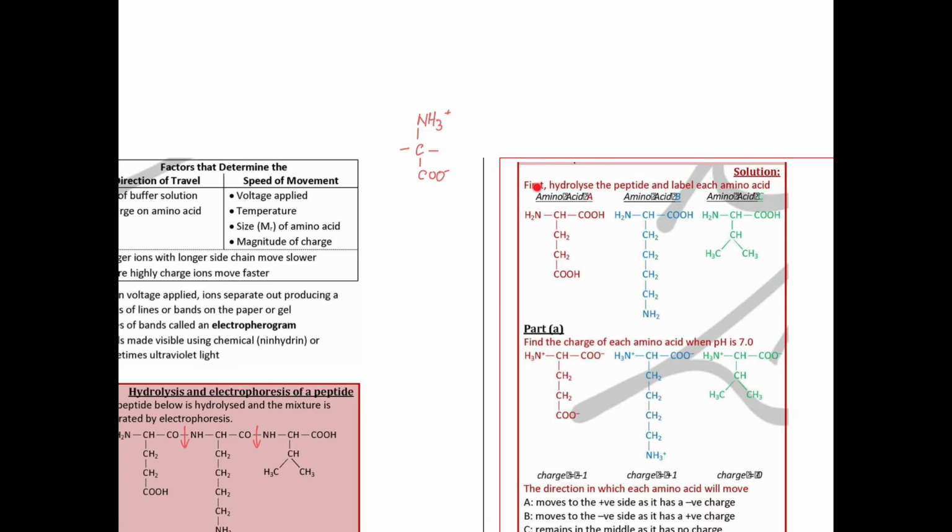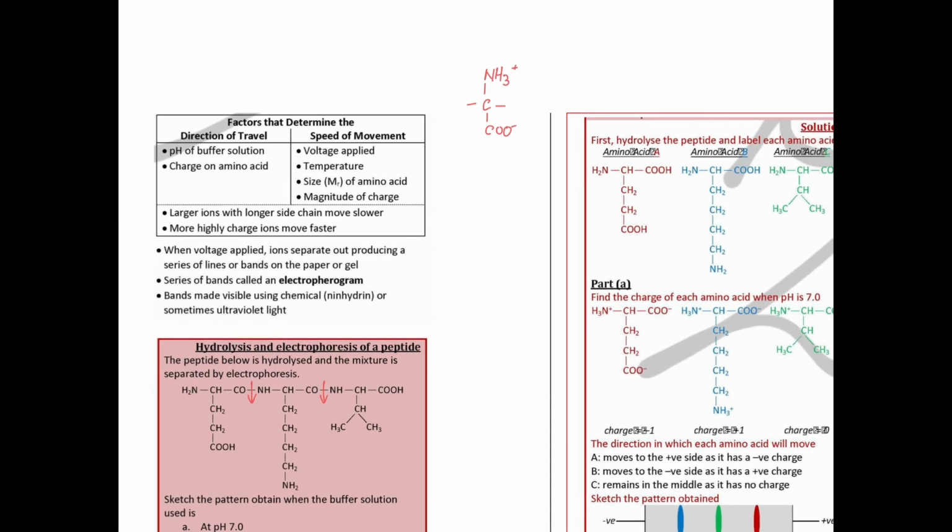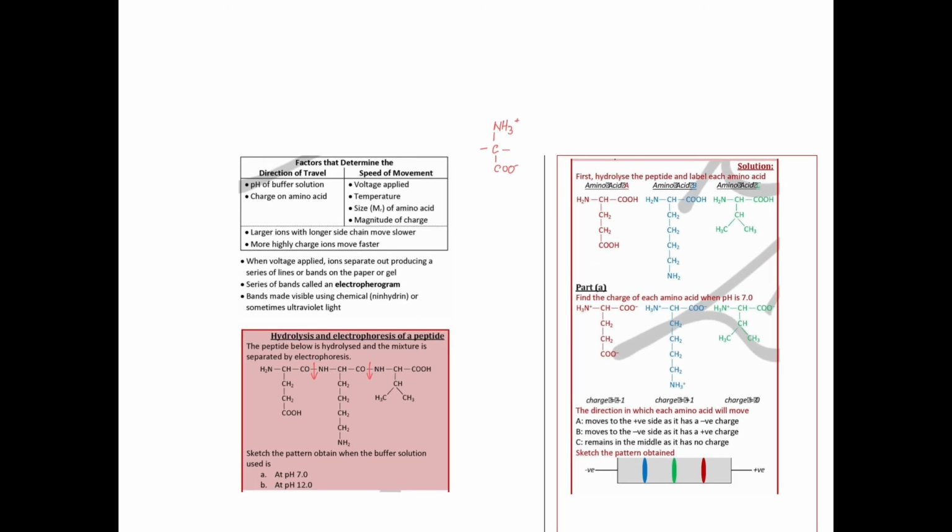Okay, now you see the solution. First, hydrolyze the peptide and label each amino acid. So what happened is we break down. As you can see, we break down, and for this particular amino acid, the CO on the breaking point, you change it back to COOH. This is one amino acid. We call it amino acid A. So this is the structure. The second one is this part. This is the second amino acid. So the breaking point, you change it back to NH2 and COOH. So as you can see here, the answer, NH2, COOH. The rest you just write back.